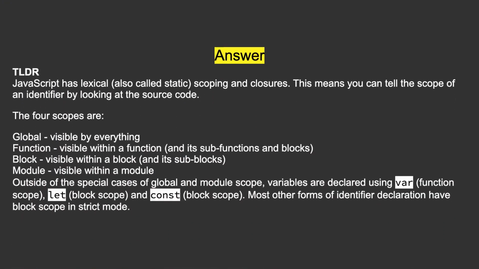TLDR. JavaScript has lexical, also called static, scoping and closures. This means you can tell the scope of an identifier by looking at the source code. The four scopes are: global, visible by everything; function, visible within a function, and its subfunctions and blocks; block, visible within a block, and its subblocks; module, visible within a module. Outside of the special cases of global and module scope, variables are declared using var, function scope, let, block scope, and const, block scope. Most other forms of identifier declaration have block scope in strict mode.